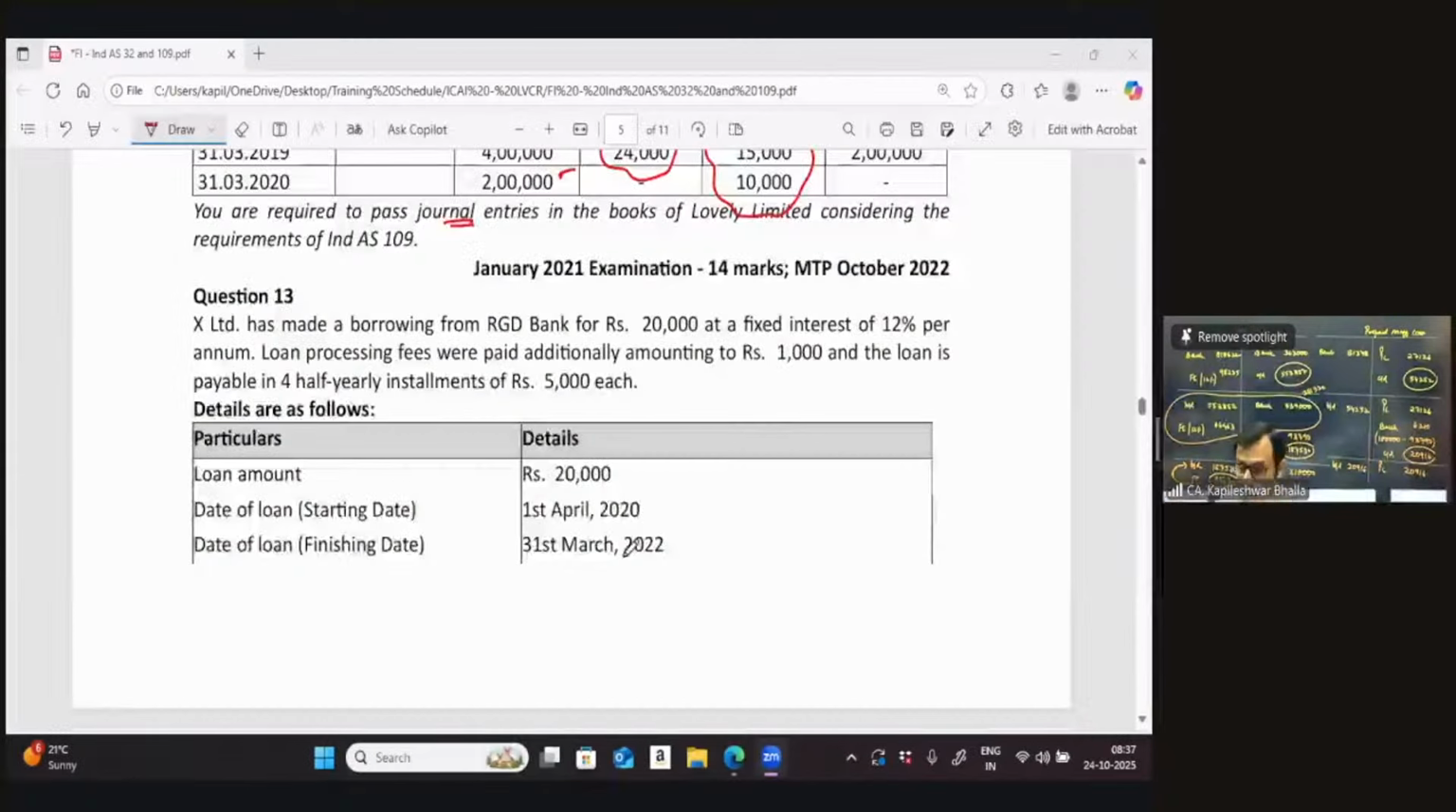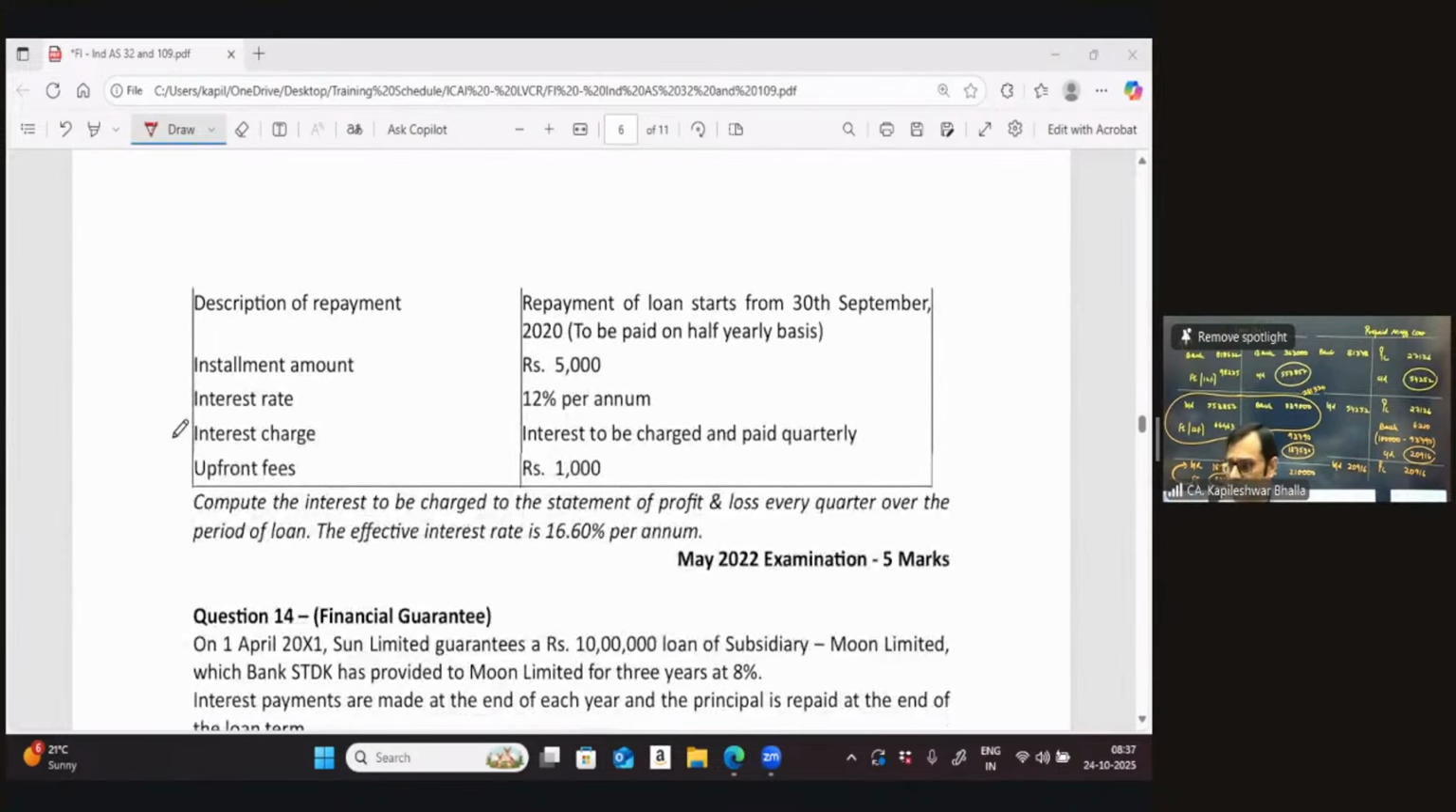Now we're looking at question number 13, which is on a pure financial liability. So this is a question concentrated only on the financial liability calculation. Let me first read the requirement of the question. It's a small little question, a May 22 examination question, and it came for just 5 marks in the exam.